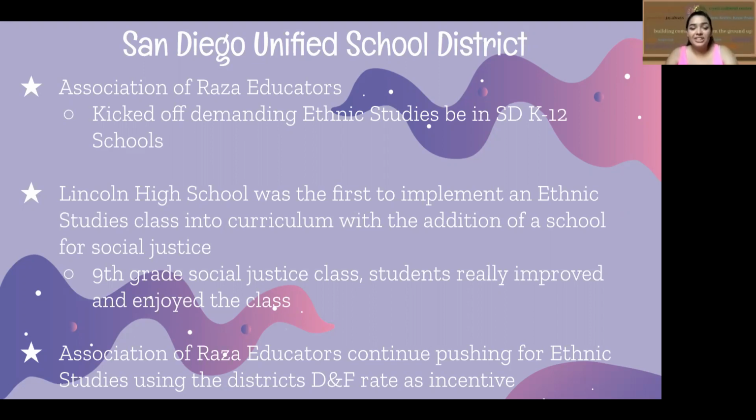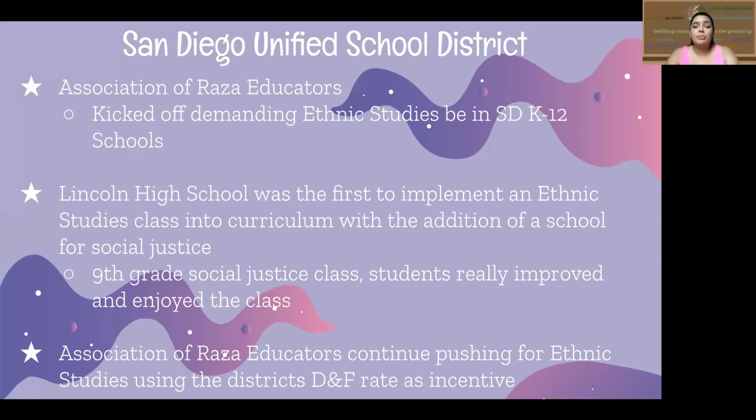The first high school was Lincoln High School to implement an ethnic studies course into curriculum. This was with the addition of their School for Social Justice. So what this did was have a 9th grade social justice class for the students that were in this school. Students really improved, they enjoyed the class, but one issue they found was that students afterwards would go into their regular history class, their regular English class, and still be asking these ethnic studies questions, still be thinking critically about what they're being taught, thinking deeper into the curriculum, but there was nowhere else for them to turn. They had no other way to express these things.